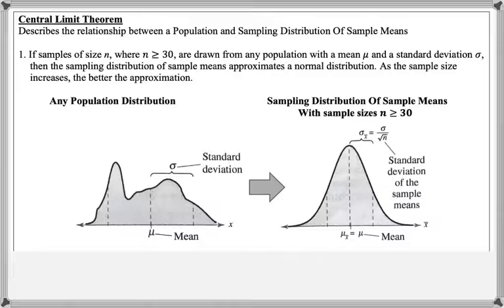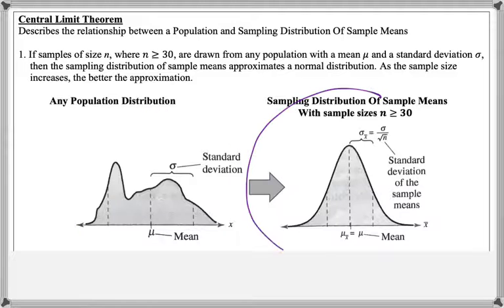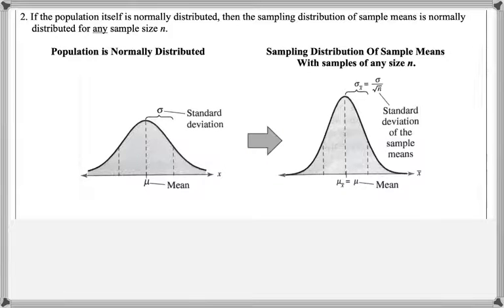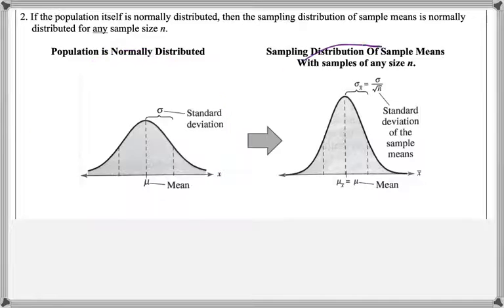So any population where the sample sizes are greater than or equal to 30 has a corresponding sampling distribution that is normally distributed. The second case says if the population itself is normally distributed, then the sampling distribution of sample means is normally distributed for any sample size n. So if the original population is normally distributed, then the corresponding sampling distribution is normally distributed for any sample size n.